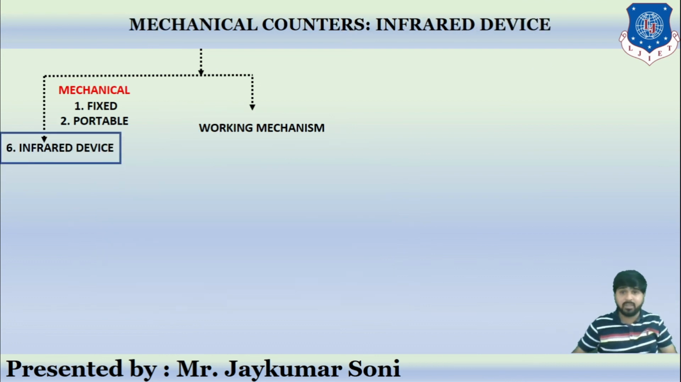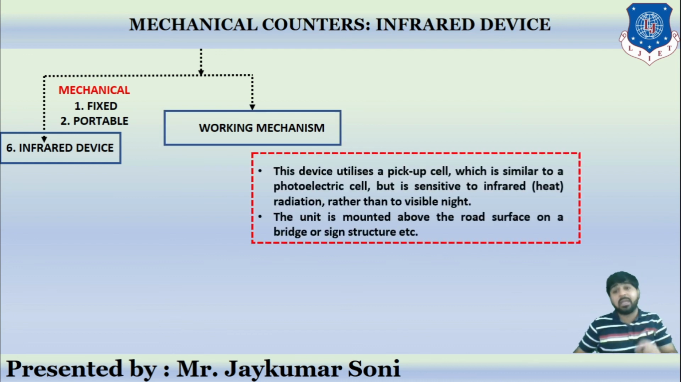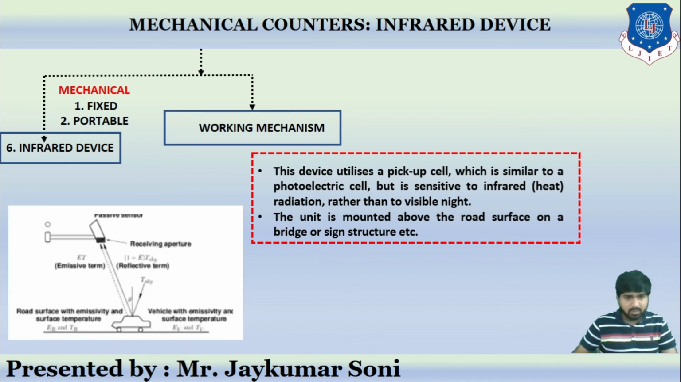Now then comes the infrared. How does it work? It utilizes the pickup cell. It is similar to the photoelectric cell that I have already mentioned, but it is sensitive to infrared. Infrared stands for heat. The unit is mounted on the road surface, bridge or sign structure. Whenever there is a sign, such as a speed limit, the radar will be there. See, this is the emission, this is the receiving. Emission, receiving. So it will detect the change in the frequency.